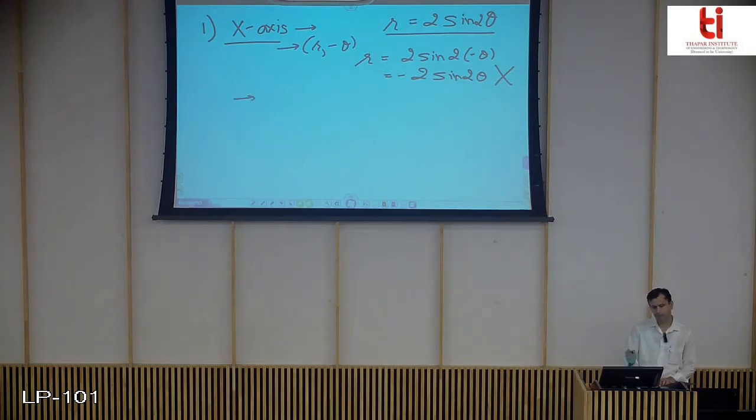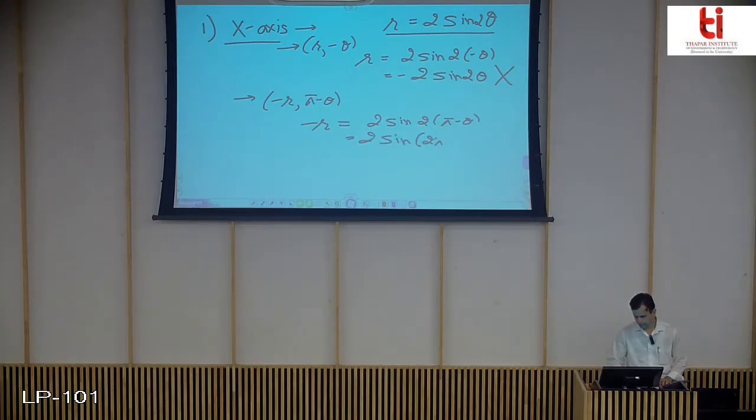Now if the first point is not satisfied, you must go for the second point, because we need at least one point, either the first or the second, to satisfy the curve. So the second point is (minus r, pi minus theta). Let us check it for symmetry about the x-axis. Putting it in the curve, I get 2 sine 2 times (pi minus theta), that is 2 sine (2 pi minus 2 theta). This is in the fourth quadrant, so it is minus 2 sine 2 theta, that is minus r, and finally you get 2 sine 2 theta.